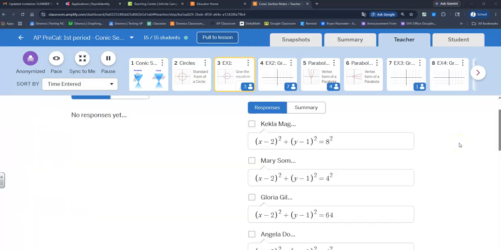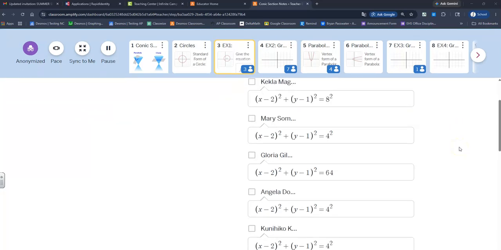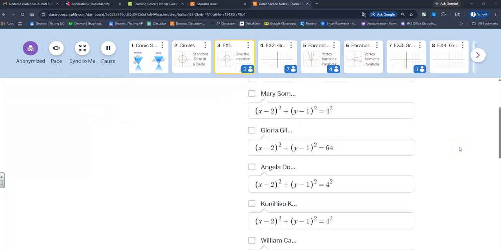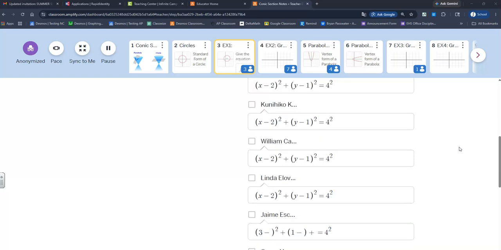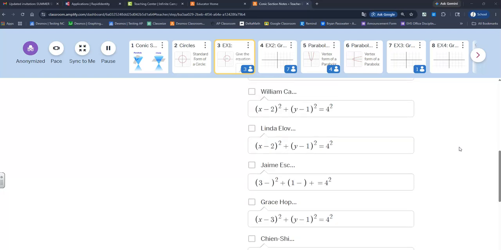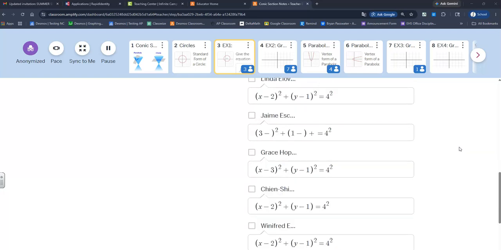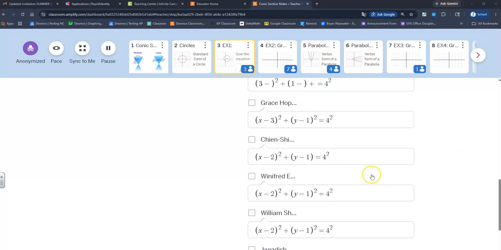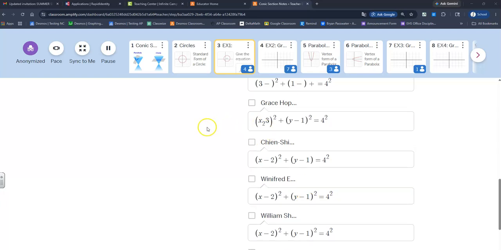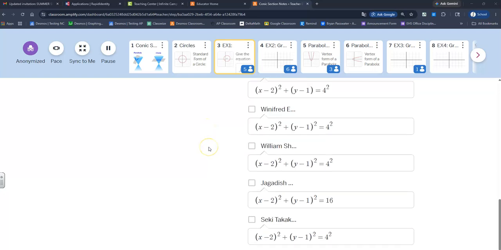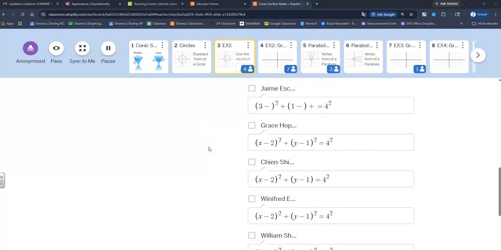Our answers. And most everyone has x minus 2 squared, y minus 1 squared. Okay, I do see a 3 right here. I think that Grace may have just counted wrong on that.